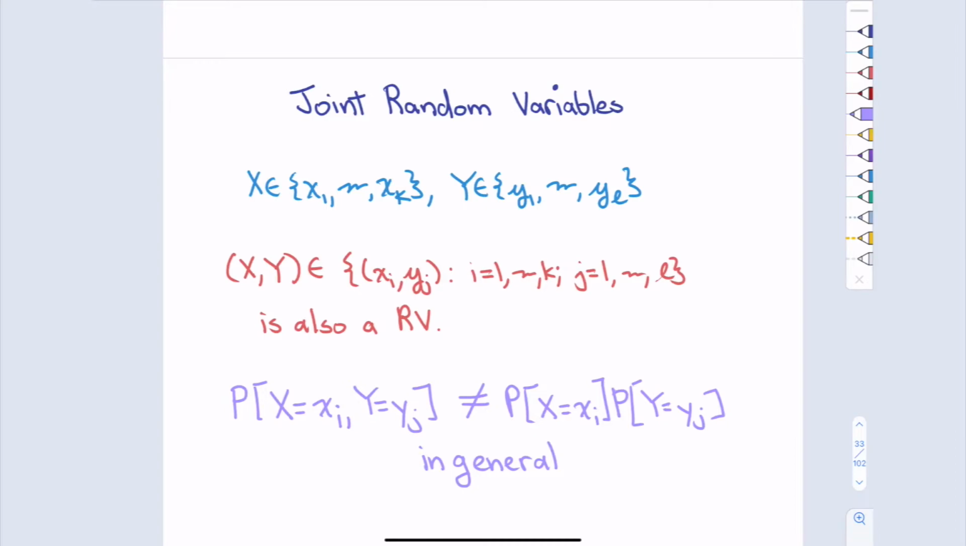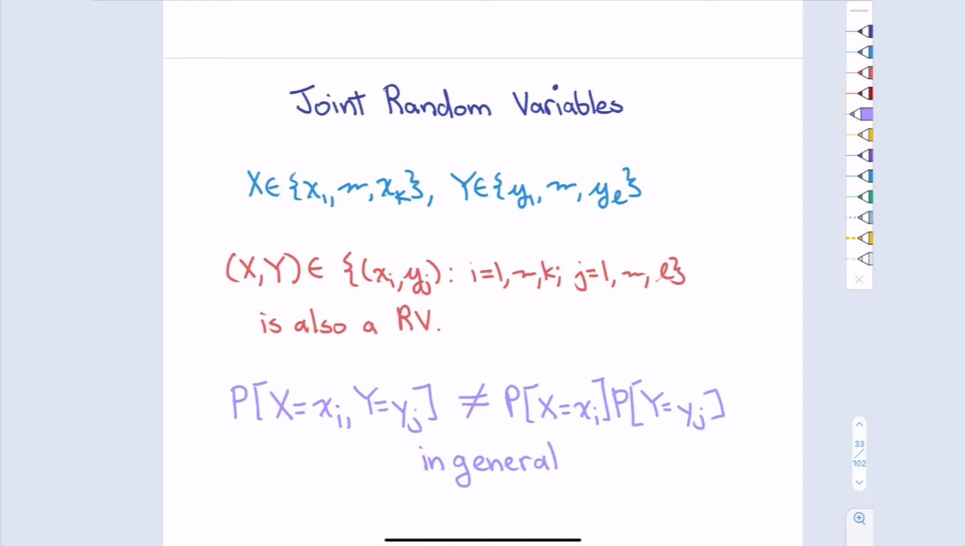If you have 2 random variables, here we have X taking on k values and Y taking on l different values. You can imagine the tuple X comma Y being a random variable in and of itself, where it realizes pairs, one pair consisting of one X value and one Y value. So if a pair of random variables is a random variable, then all our usual logic applies.